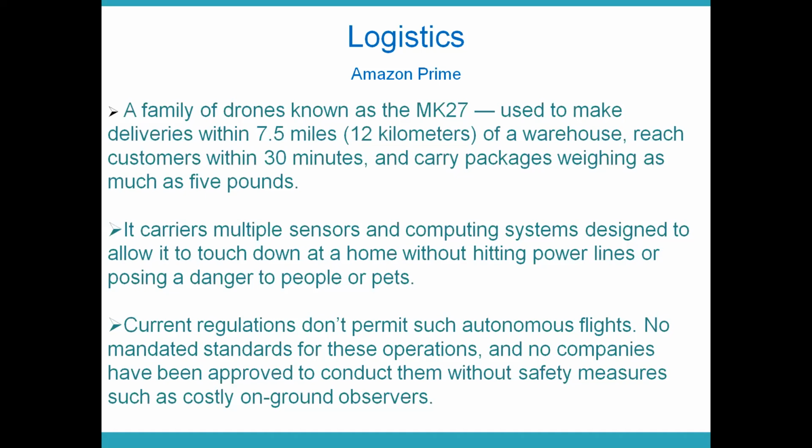So this drone MK27, which can go for 12 kilometers of diameter and which can carry up to 5 pounds of weight, carries multiple sensors and computing systems designed to allow it to touch down at home without hitting power lines or posing a danger to people or pets. So it means we can land this drone without hitting any power lines or posing danger to people or pets, so that it doesn't harm any pets or people.